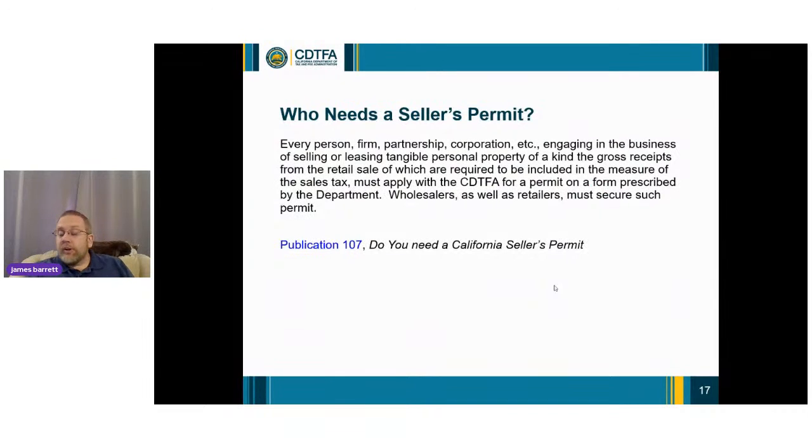All right. So who needs a seller's permit? This is a big paragraph written by a lawyer that means everybody, okay? It's every person, firm, partnership, corporation, nonprofits as well. That's another one that gets people angry at me. They'll say, well, I'm a nonprofit, I'm tax exempt.